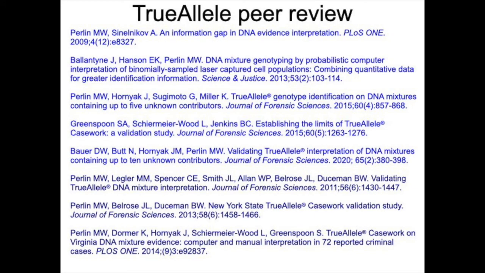TrueAllele's been peer-reviewed. Of the 40-plus validation studies, 8 have been published in peer-reviewed journals. The studies involve both mixtures synthesized in a lab of known composition, those are the 5 on top, as well as validation studies that come from actual casework, where we're looking at what comes in from the field. Those are the three on the bottom. Both are really useful in establishing what the system can do. Virginia wrote its own validation paper without us, that's the fourth one down, and published it in the Journal of Forensic Sciences, in addition to the one they published with us. That's the last one on the page.